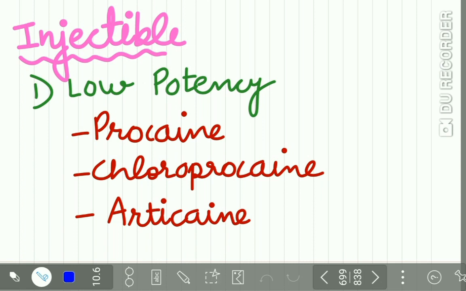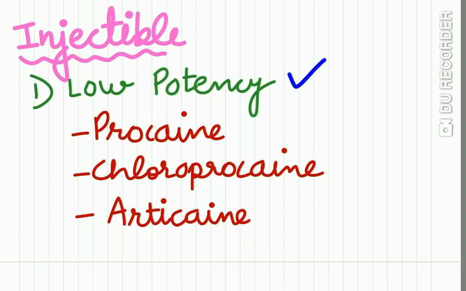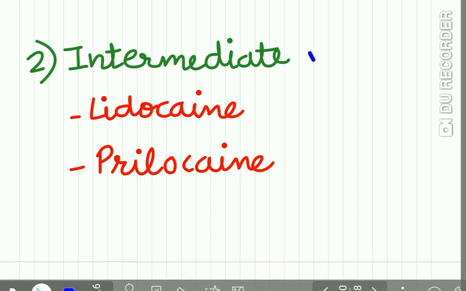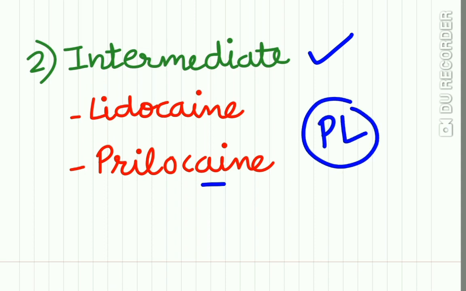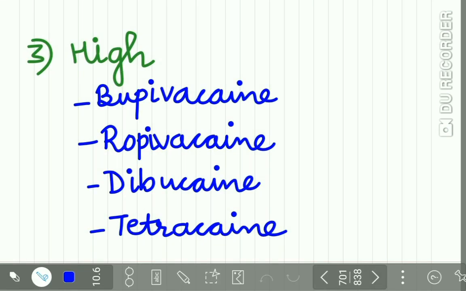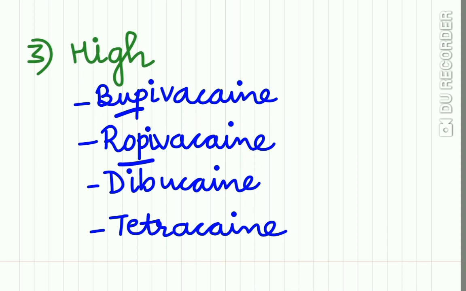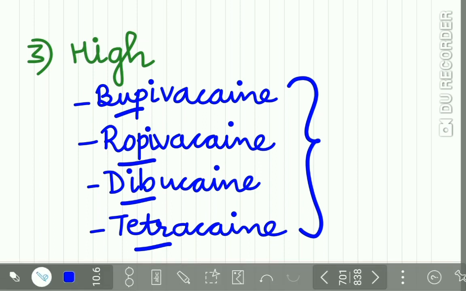Now, the injectable local anesthetics with low potency include procaine, chloroprocaine and articaine. Then the intermediate potency include lidocaine or the lignocaine and the prilocaine. So these two, prilocaine and the lignocaine, are the intermediate potency ones, and the high potency includes bupivacaine, ropivacaine, dibucaine and tetracaine. So these four are the high potency injectable local anesthetics.